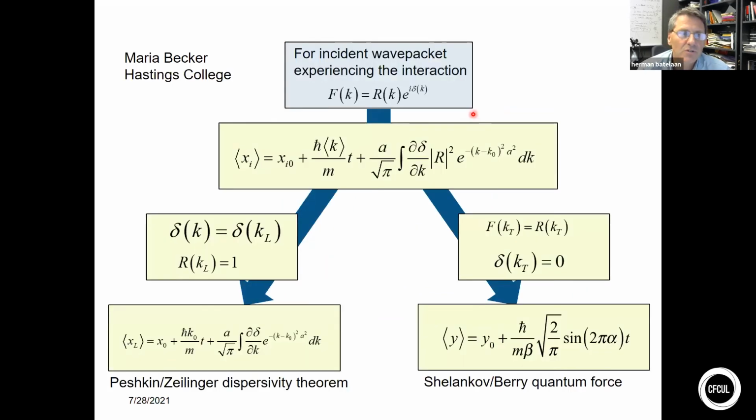And we did that too, or actually Maria Becker did that, who's now a professor, she's moved to Nebraska-Lincoln University. And she figured out, I'm not going to go over this, how you can get from quantum mechanics in 2 limits, either what is called the Zeilinger dispersivity theorem that tells you there's no force, and the Cherenkov-Berry quantum force, which pretty much is the longitudinal and the transverse direction. That's what it comes down to. And so we've also reconciled the thing.